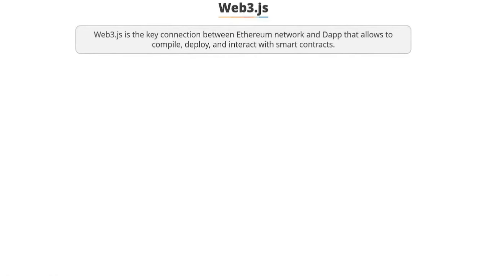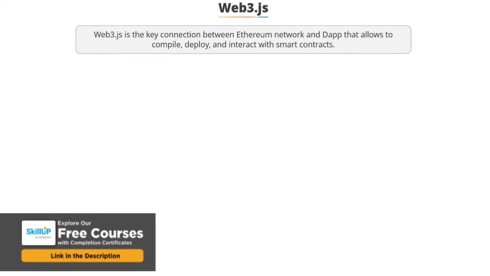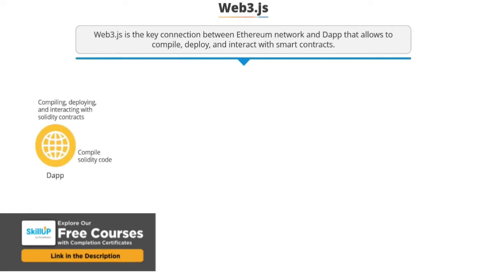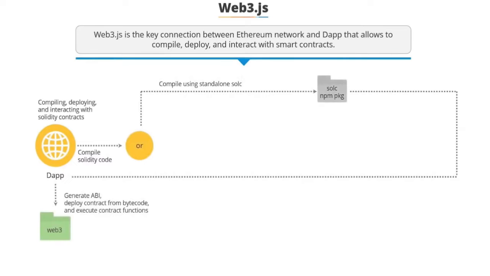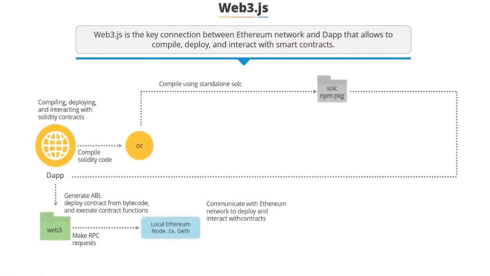The key connection between the Ethereum network and dApp that allows you to compile, deploy, and interact with smart contracts is called Web3.js. It gives us a way to build a website or client that can talk to the Ethereum blockchain. Let's take an example of traditional development. When you develop a website, it talks to APIs using JSON or jQuery to make AJAX calls. A website talks to the blockchain using Web3 using JSON-RPC, which is similar to making a remote procedure call.